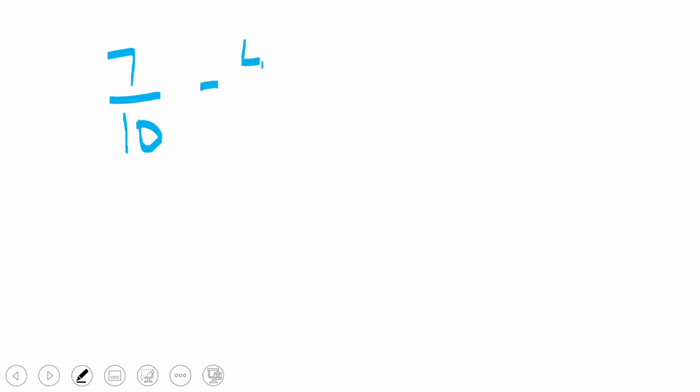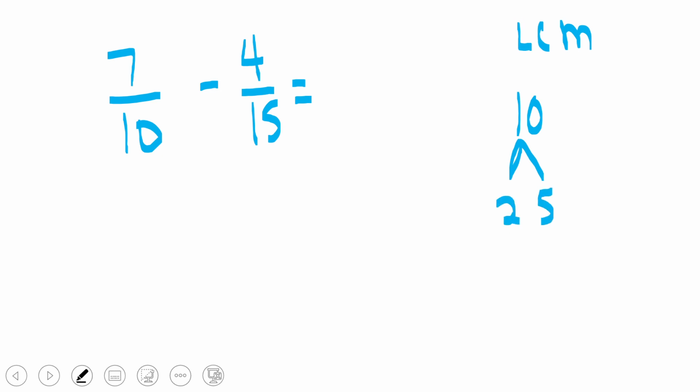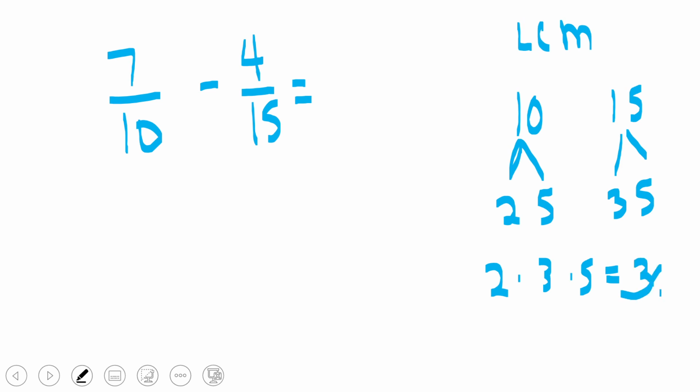And then going back, we have 7/10 minus 4/15, and we're not sure what the least common multiple is. Remember, to find that like denominator, you can factor tree it out. 10 is 2 and 5. 15 is 3 and 5. So if that's true, then you have 2 times 3 times 5, and that's going to give you your least common multiple, and that's going to be 30.